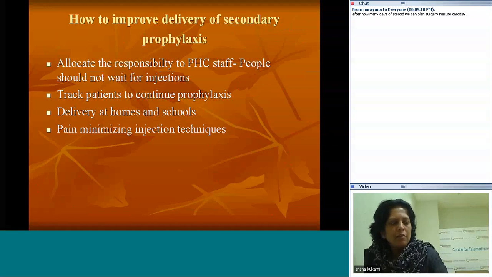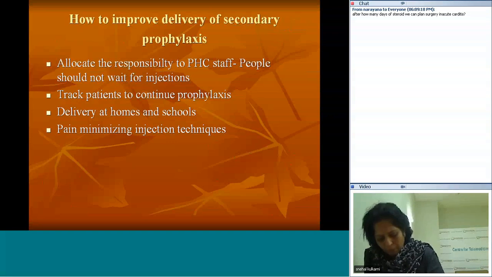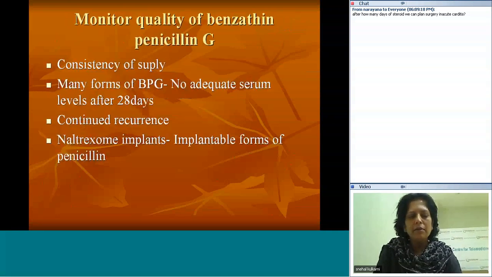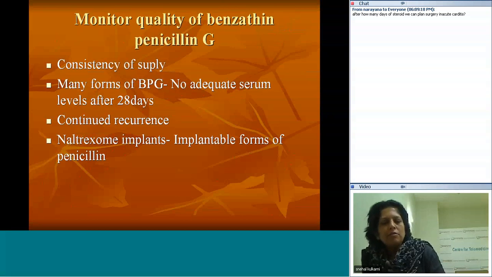So rather than they coming to the primary healthcare centers or the medical centers, you go to homes and schools and give the benzathine penicillin prophylaxis. And again, one of the causes of dropout or non-adherence is mainly the severe pain during benzathine penicillin injection. You know that we need to use a very wide bore needle. So if pain-minimizing injection techniques are put into the system, there is a high chance that adherence will be better.